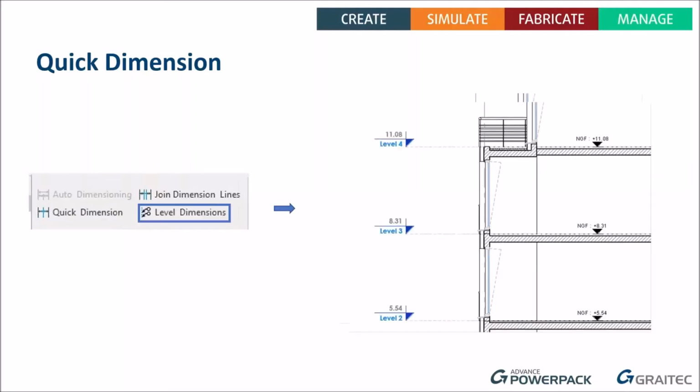The next one we'll look at is the level dimensions. I mentioned that you need to be in an elevation for this, but this will then allow us to put different styles of annotation into our model to show various different elevation information regarding the levels within our views.